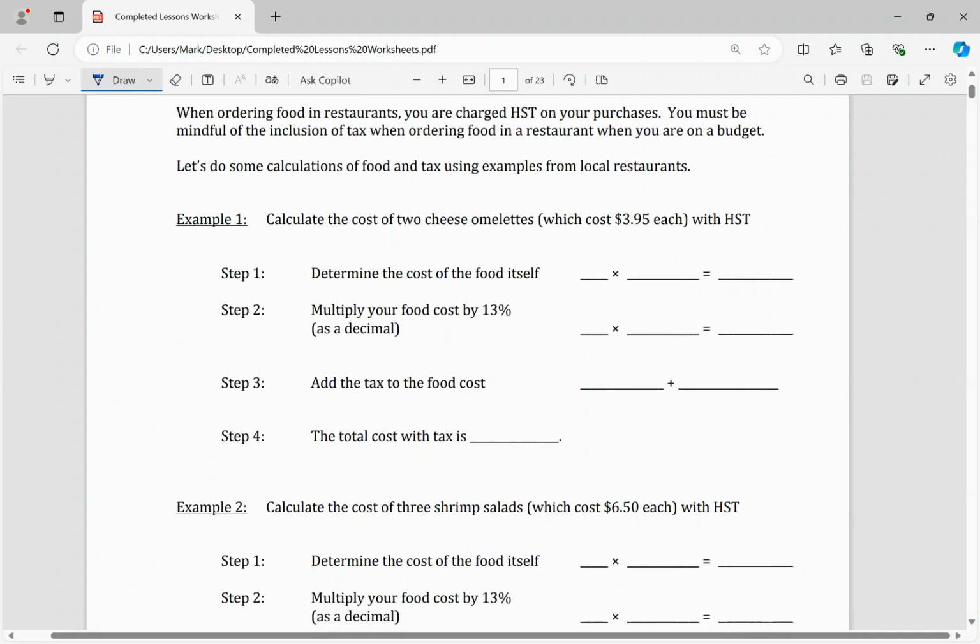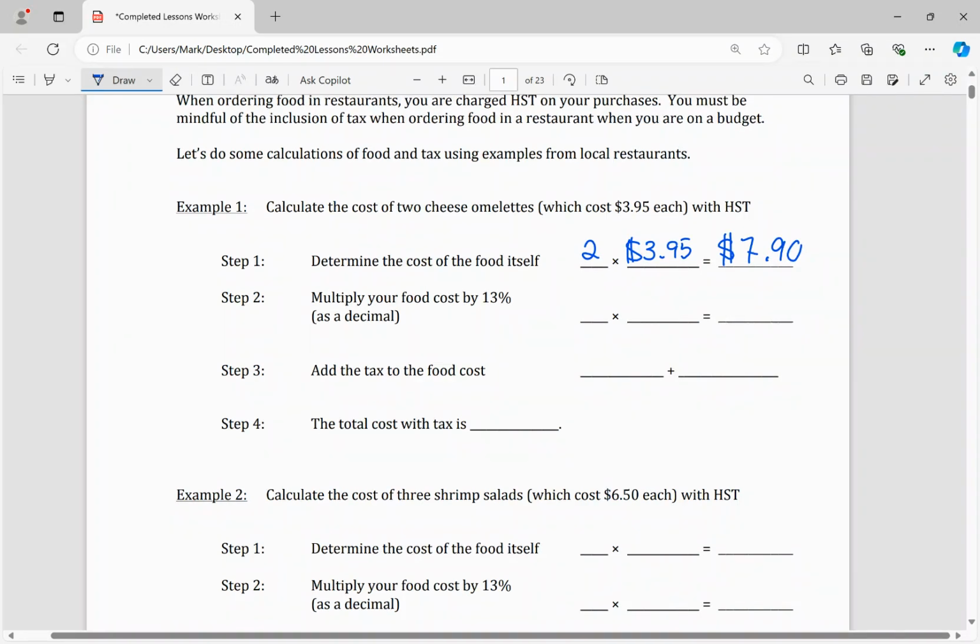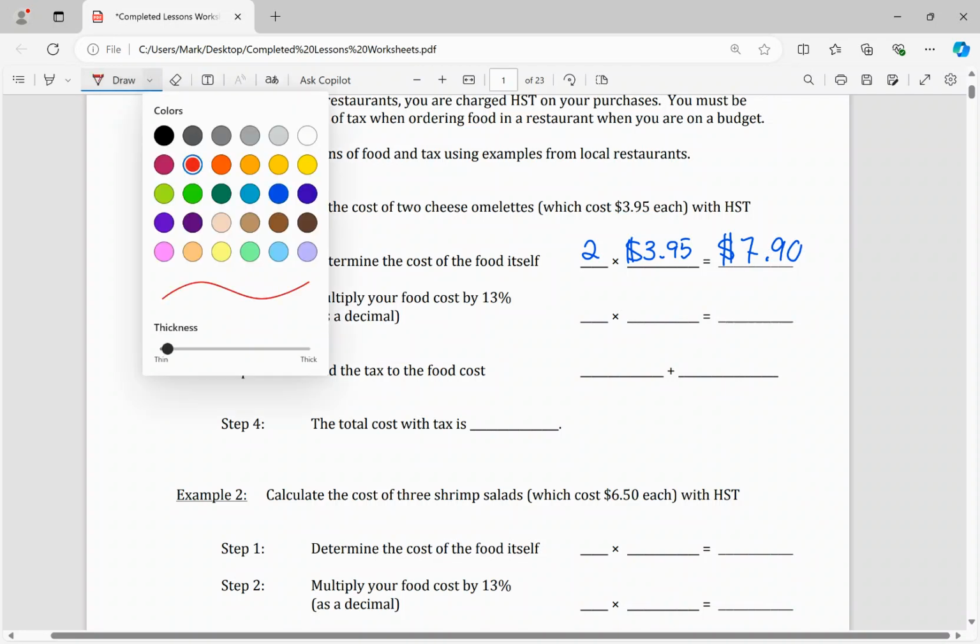Let's start with the calculation for example 1. Calculate the cost of 2 cheese omelets if they cost $3.95 each. Well, the first thing that we're going to do is grab our calculator and multiply $3.95 by 2 because we're purchasing 2 omelets. So 2 times 3.95 gives us $7.90. Great, so that is what we call a subtotal. That's going to come up later in this unit.